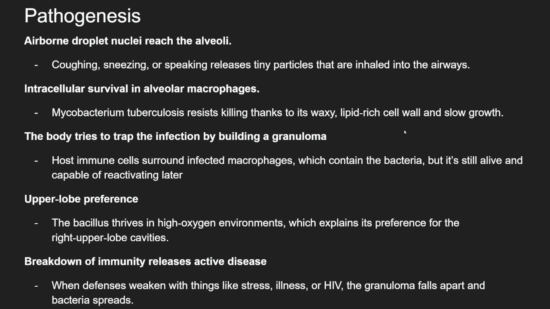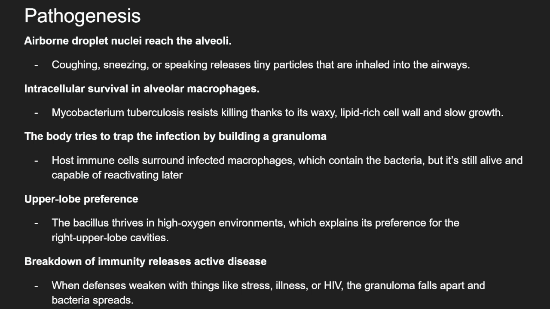So moving on to the pathogenesis, the bacillus enters through inhaled droplets and reaches the alveoli in the lungs. It survives in alveolar macrophages, resisting destruction because of its thick lipid wall. In response to the bacteria, the body tries to trap the infection by building a granuloma, which is a wall of immune cells. But the bacteria don't die from this. They just end up going dormant.